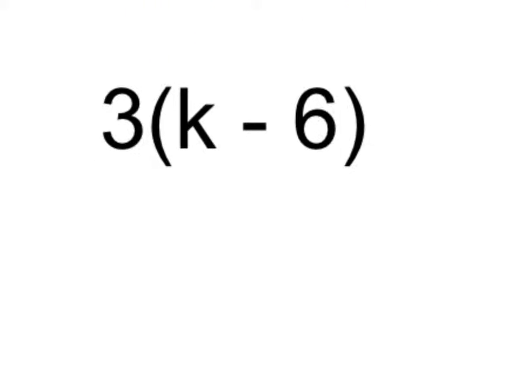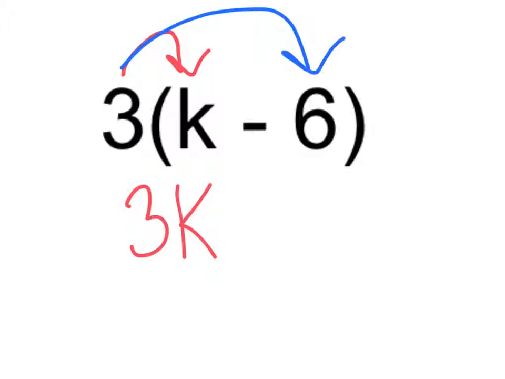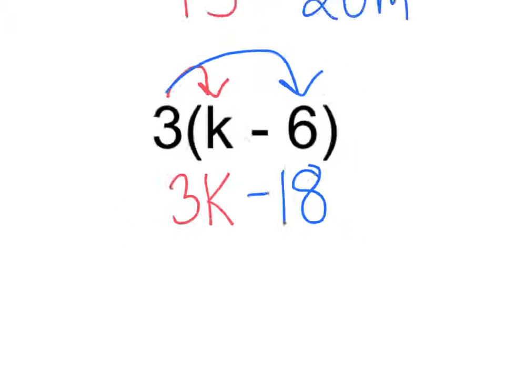Let's try one more. Here we have 3 outside the parentheses, and we're going to use the distributive property. So 3 times k is simply 3k. And then 3 times negative 6 is negative 18. Cannot simplify it any further. That's our answer.